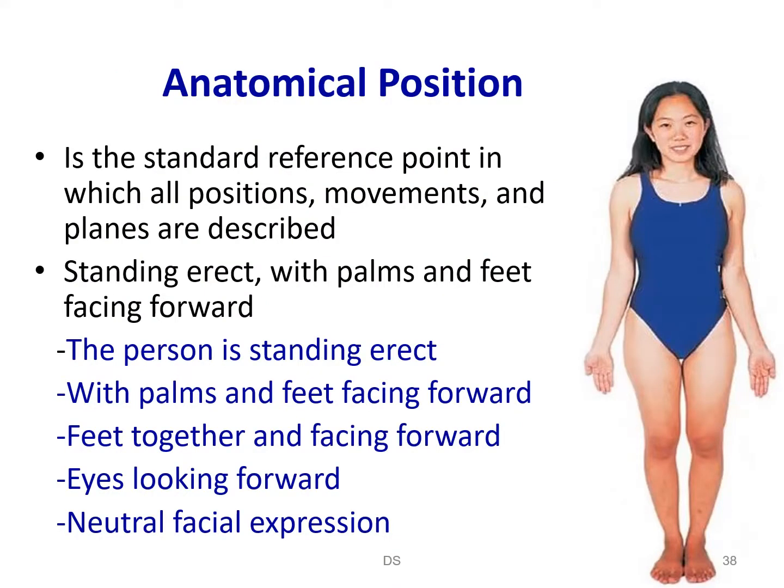The other thing that we are going to discuss is the anatomical position. It is a standard reference point. It is a landmark or standard reference point to describe positions, movement, and planes. It's a reference point to describe different positions, like to describe the liver, the heart, different organs within our body. Our body position has to be in a standard reference point. That standard reference point is the anatomical position.